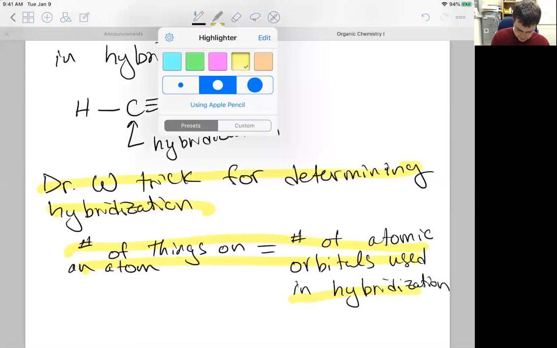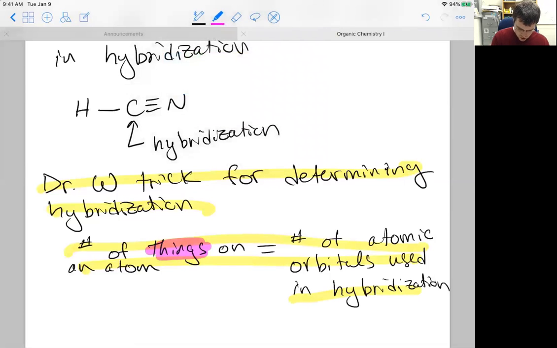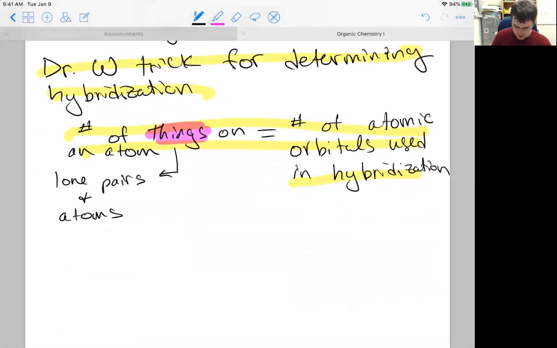Okay, so things was this word that described lone pairs, and lone pairs count as 1, and atoms. So what's the hybridization on H, C triple bond N if we're looking at the carbon atom? Well, how many things does it have? It has 4 bonds, yes, but we're not counting bonds as a thing. We're counting lone pairs, and we're counting atoms. So how many things are attached? Well, 1 from hydrogen and 2 from nitrogen, so we have 2 things.